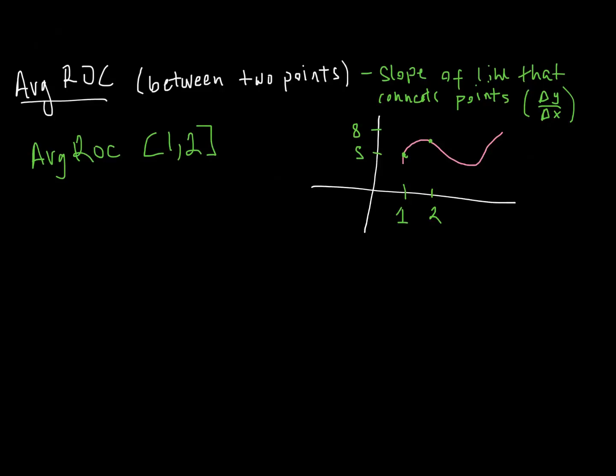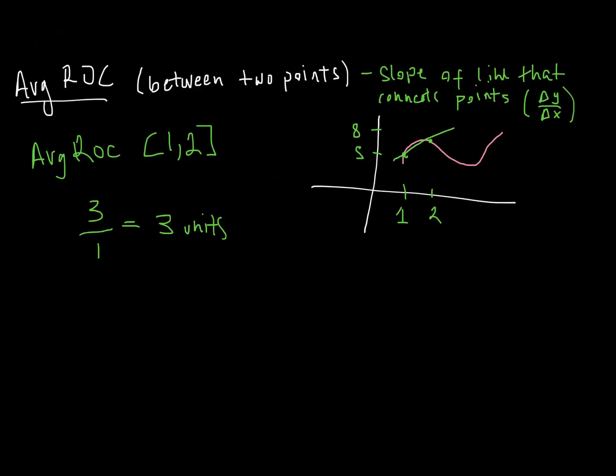If I'm looking here, the average rate of change between these 2 points, well, here the y value is 5, here the y value is 8. So the change in y, I went from 5 to 8, so the change is going to be 3. And the change in x is from 1 to 2, which is a change of 1, so my average rate of change is going to be 3 units. And that is, of course, the slope that goes through those 2 points.